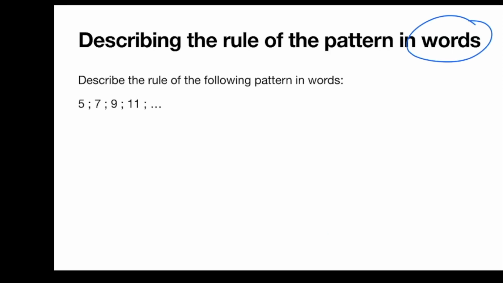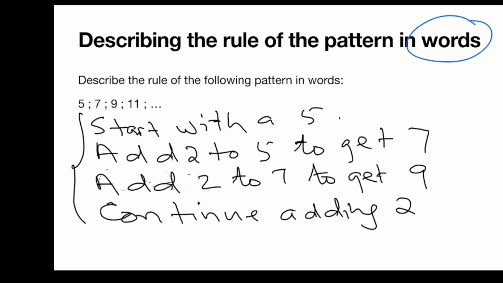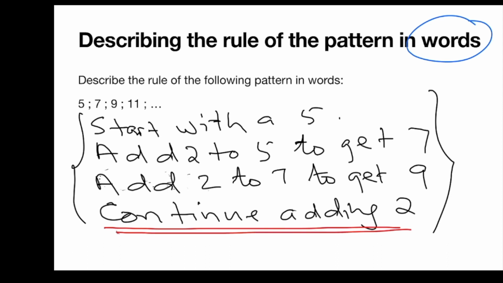To describe this number pattern in words, start with a 5, then add 2 to 5 to get 7, add 2 to 7 to get 9, continue adding 2. That will be a complete answer. I know that many of you will just want to focus on the last line. I know under examination pressure, we might accept that, but just teach yourself this is how we describe a number pattern fully in words.